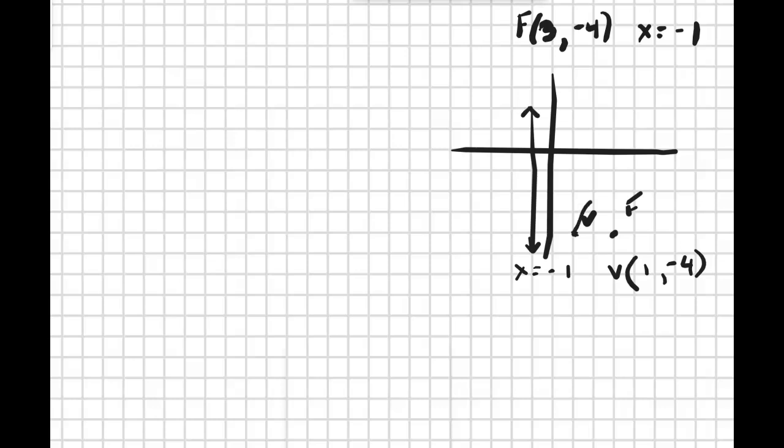When I draw the parabola, it always opens away from the directrix. To find the p-value, I can count the distance from either the vertex to the directrix or the vertex to the focus. It doesn't matter, it should be equidistant either way. That distance there is 2. So we have p equals 2.